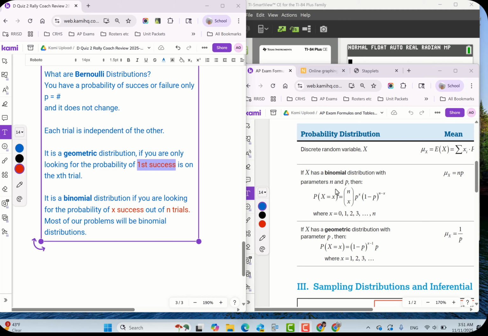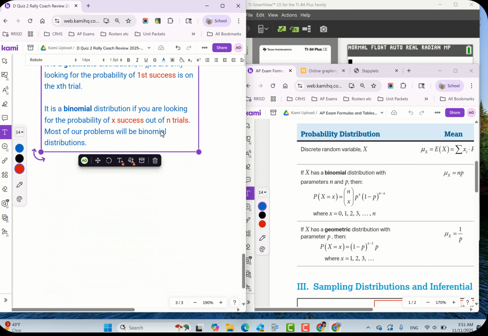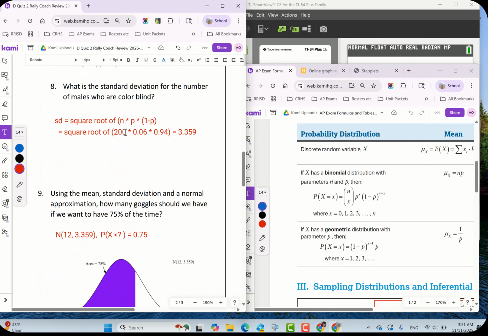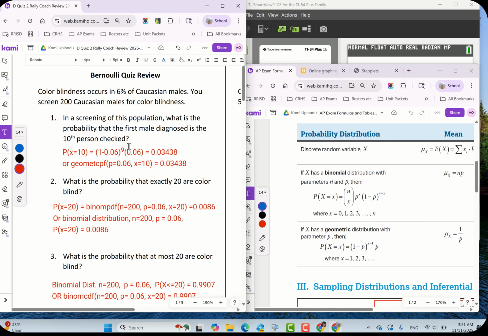What I'll do is show you how this gets filled in for one of the examples, when it's appropriate. I'm going to do this as an example. So let's go ahead and go to our first problem. Color blindness occurs in 6% of Caucasian males. You screen 200 Caucasian males for color blindness, and then we have our questions. In the screening of this population, what is the probability the first male diagnosed is the 10th person checked?